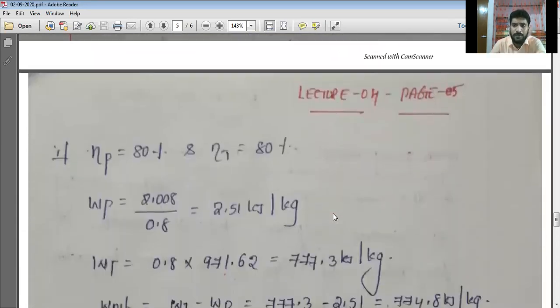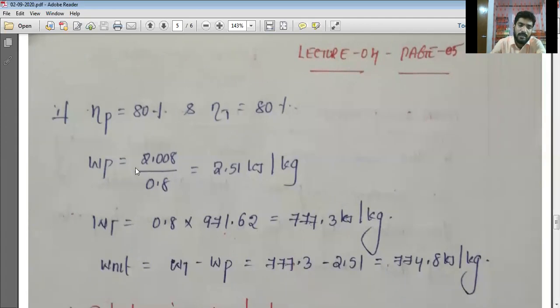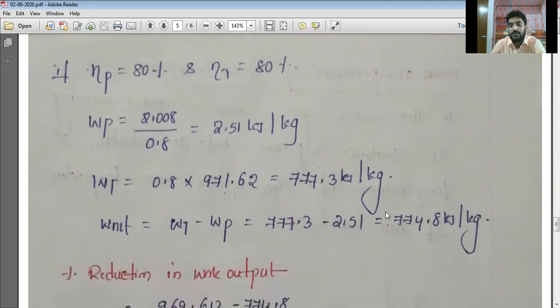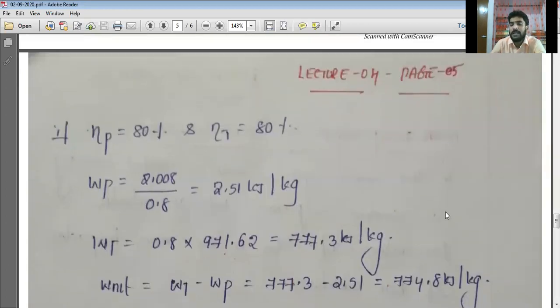Now the second question: if the efficiency of the pump is 80% and the turbine efficiency is also 80%, then what are the pump work and turbine work? Based on those equations, I can find that WP is 2.51 kilojoule per kg and turbine work is 777.3 kilojoule per kg. Again, net work done WT minus WP, I got 774.8.